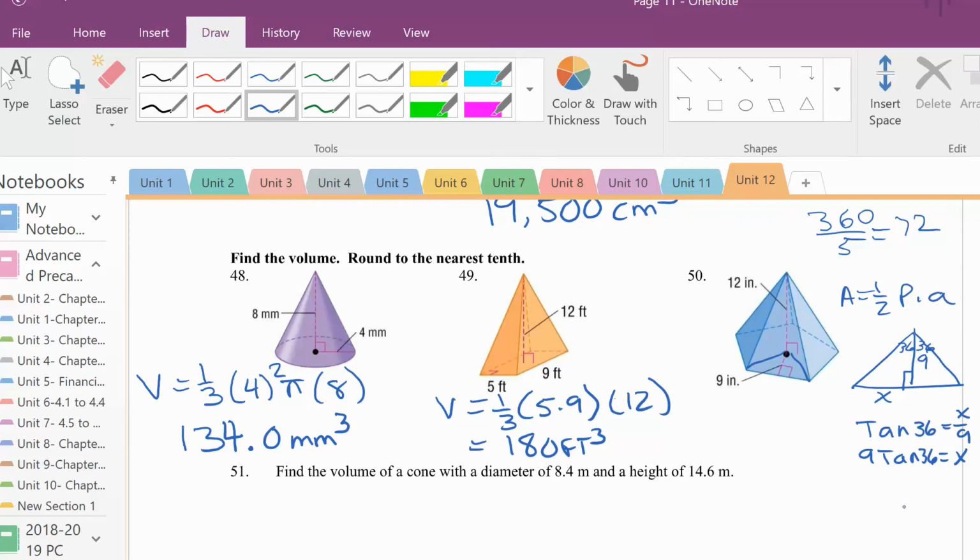And when you multiply that out, 9 times tangent 36 gives you 6.5. So when you multiply that by 2, this whole side is 13. So the area of the pentagon is 1/2, and 13 times 5 is 65, so the perimeter is 65, times the apothem, which is 9. That gives you 292.5.